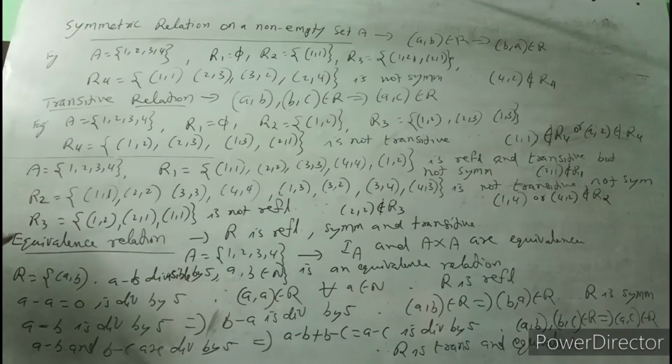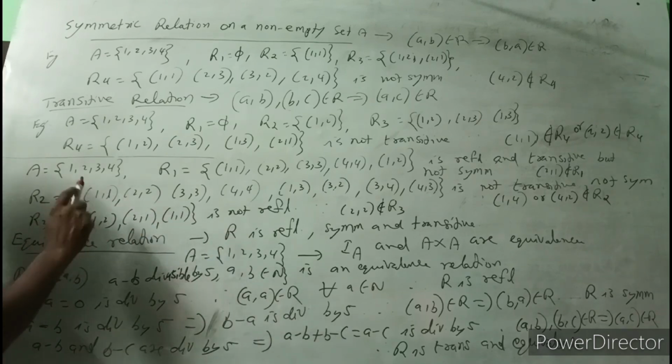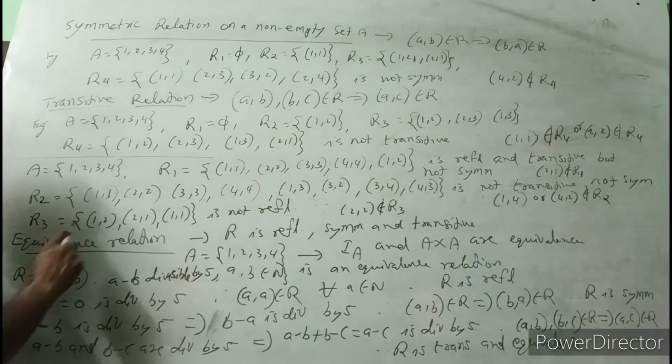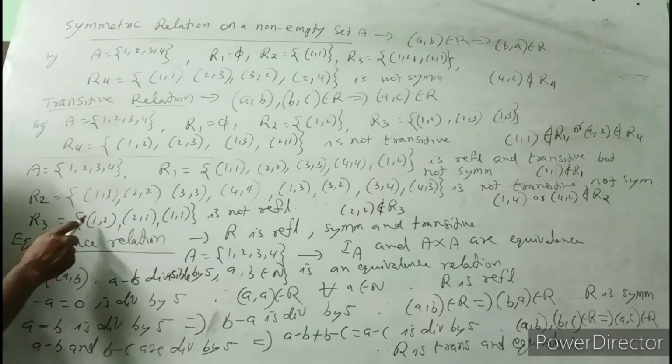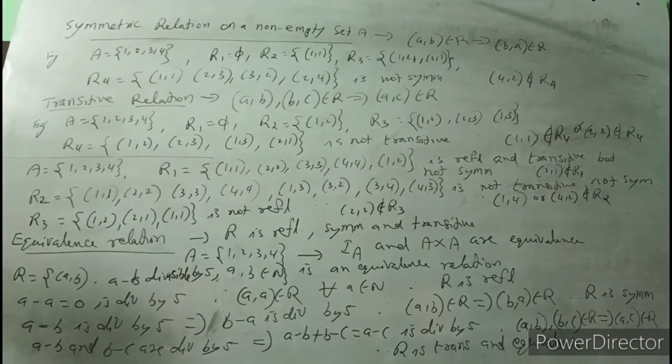What about this? (1, 2), (2, 1), (1, 1). Not reflexive because (1, 1) is there, but (2, 2), (3, 3) are not present, so not reflexive, but it is symmetric as well as transitive. We can write a lot of examples like that.